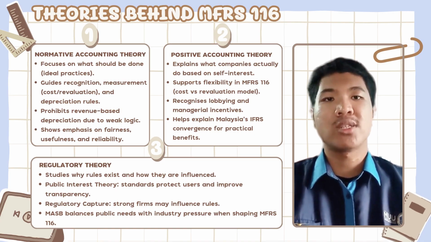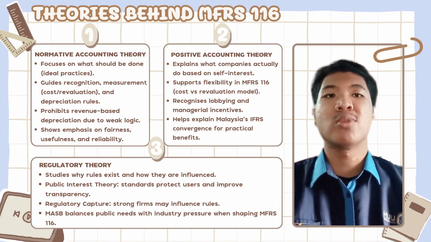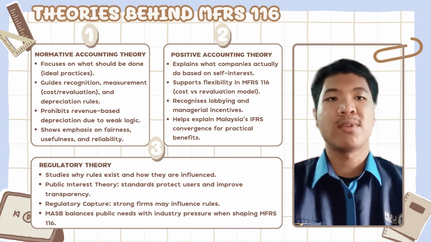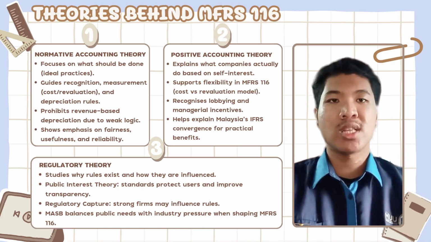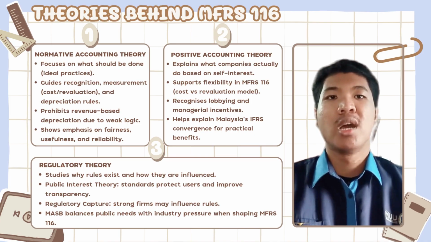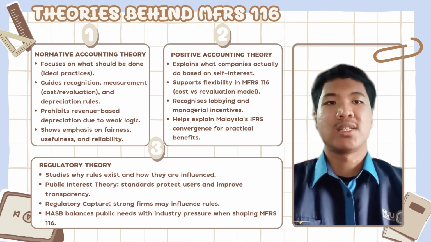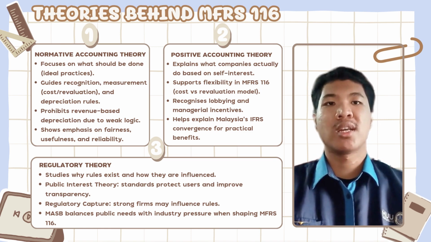The theory also supports the availability of both the cost model and the revaluation model because each provides users with valuable and relevant information depending on the situation. A clear example of normative influence is the decision to prohibit revenue-based depreciation. This method was rejected not because it was unpopular, but because it did not logically reflect how an asset is used. Instead, depreciation must relate to the consumption of the economic benefits, showing how ideal practice guided the standard.